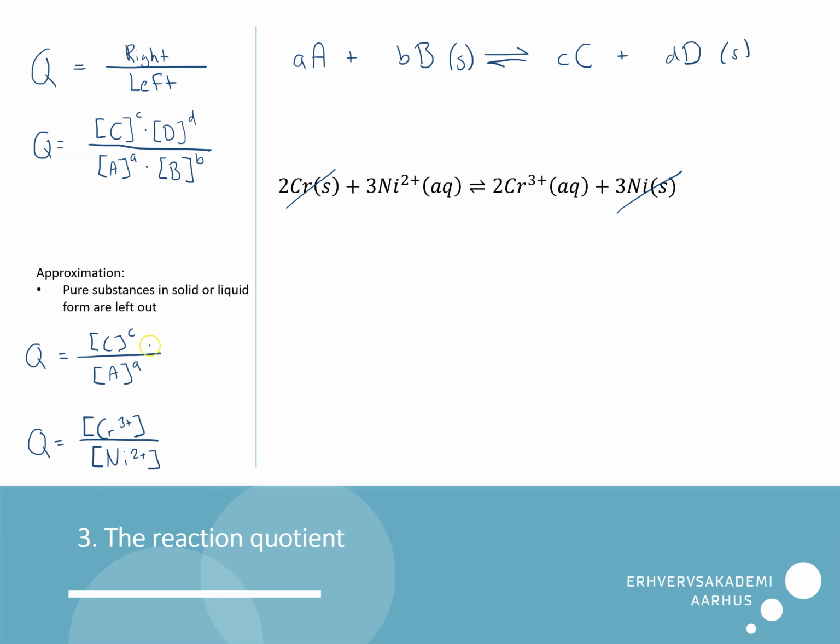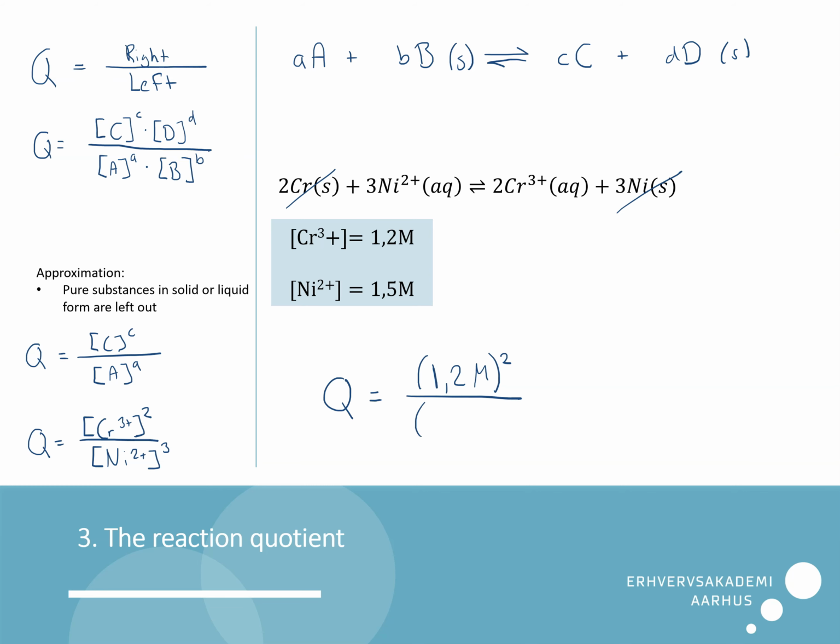And then we must remember to raise to the power of the coefficients, which were 3 for nickel and 2 for chromium. Our concentrations were 1.2 molar for chromium and 1.5 molar for nickel. So we can insert these numbers into the calculation of Q. So we have 1.2 molar squared divided by 1.5 molar to the power of 3. Calculating this gives us Q equal to 0.427, and the unit becomes molar squared divided by molar cubed, so that's molar to the -1.